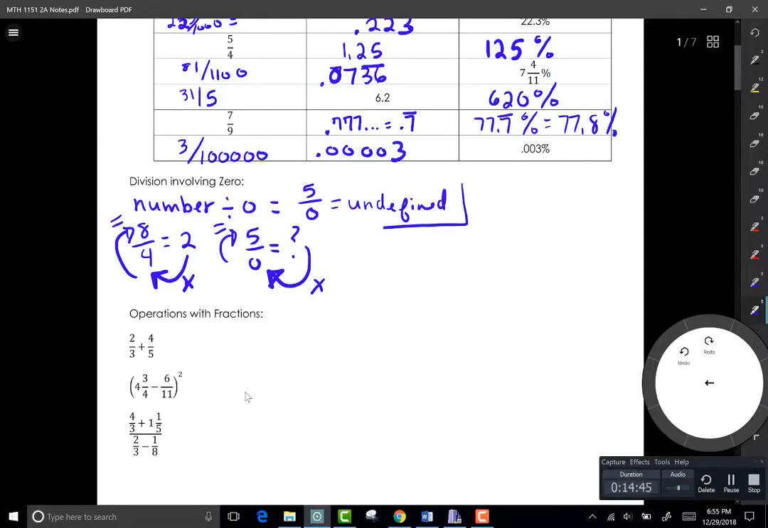Now, if I have the 0 on top, if I have 0 divided by some number, doesn't matter what it is, this is just equal to 0. And you can double check to convince yourself that it's true, because if I go back and check it, this is saying 0 times 5 is equal to 0, and it works. So when the number on top is 0, the whole fraction is equal to 0. And when the number on the bottom is 0, the fraction is undefined.